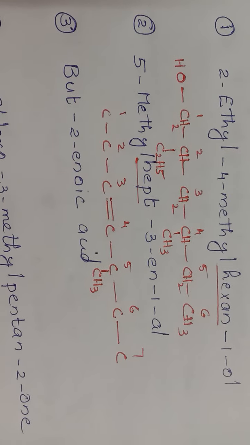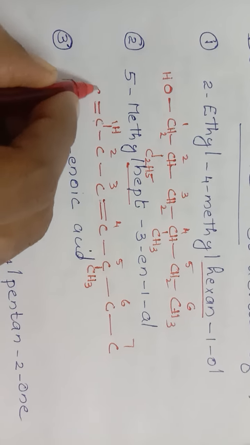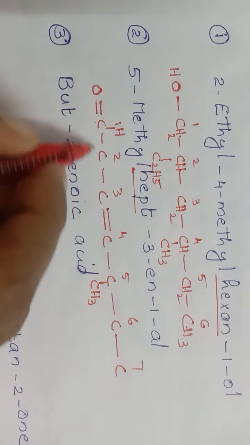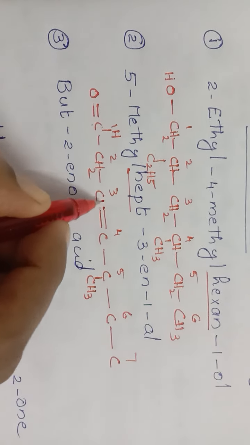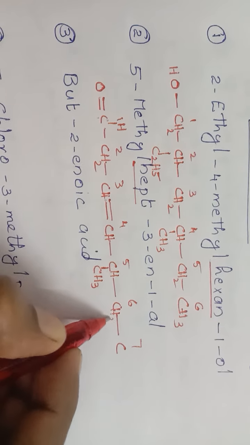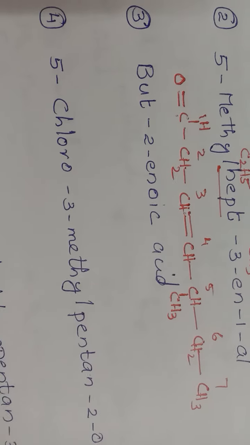1-al means first carbon atom is an aldehydic carbon. CH double bond O. This is the skeleton. Now we can put hydrogen. CH2, CH double bond CH, CH, CH3, CH2, CH3. This is the structure.